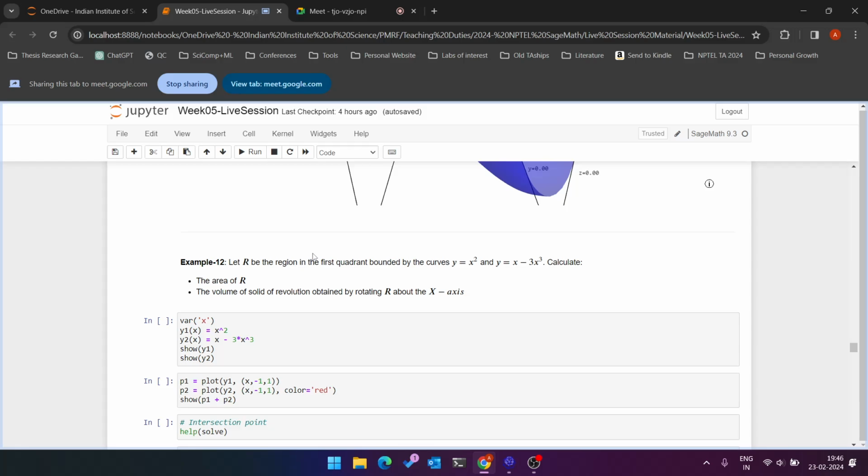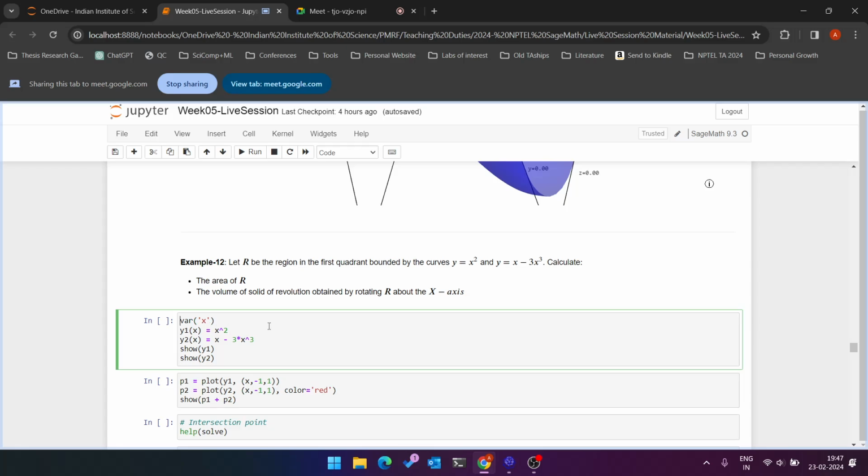The next example that we have is we are asked to define a region R which is in the first quadrant and bounded by two curves, y equals x square and y equals x minus 3x cubed. And then we have to calculate the area of this region R as well as obtain the volume of a solid of revolution by rotating the region R about the x-axis.